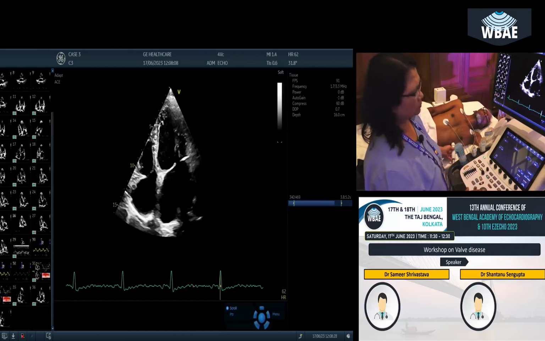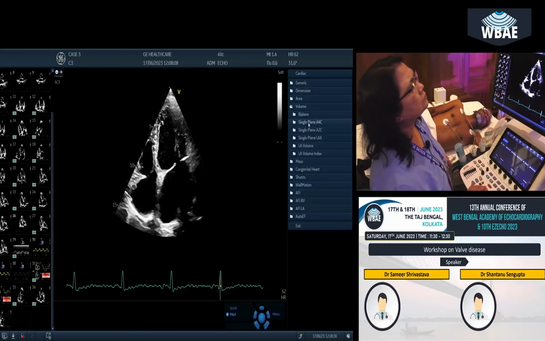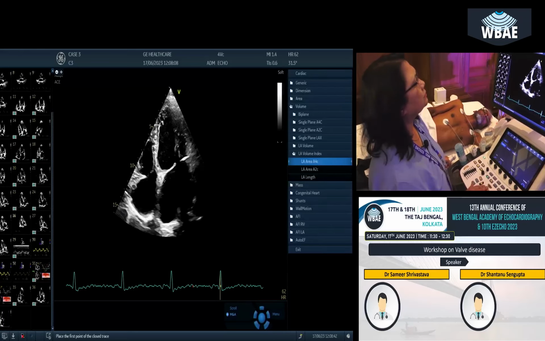Yes, we have both. So let us now do the LA volume, using both 4 and 2-chamber views. Let's do it quickly. Biplane LA volume. See on the right side, there will be a figure called LA volume, LA volume index. You start from one annulus. Mention height, weight. Exclude the left atrial appendage if at all you see it.